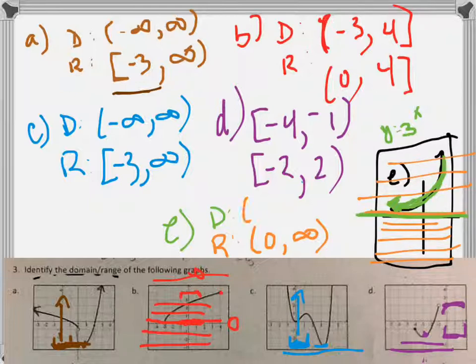So that's how you tell, and the domain is -infinity to +infinity. That's how you tell domain and range, by looking at a graph and using the scan method. Vertical scans for the domain from -infinity to +infinity, and horizontal scans for the range from the bottom, -infinity, to the top, +infinity.